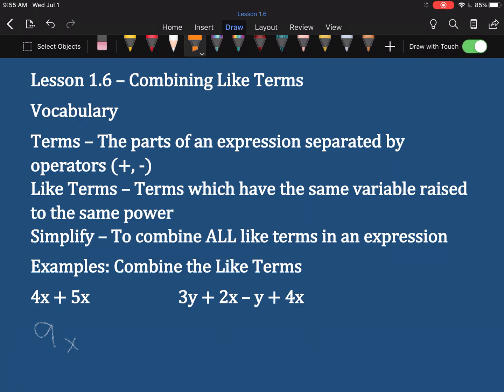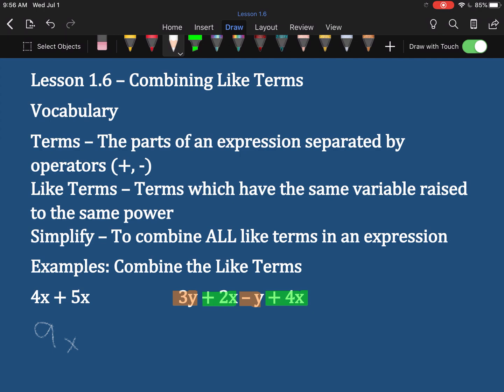In this next example, there are things that have y's, and there are things that have x's. Okay. One thing I want to point out, very important. I'm highlighting the sign that comes before the term, meaning that 2x is being added, that y is being subtracted, that 4x is being added, and the 3y at the beginning is positive.